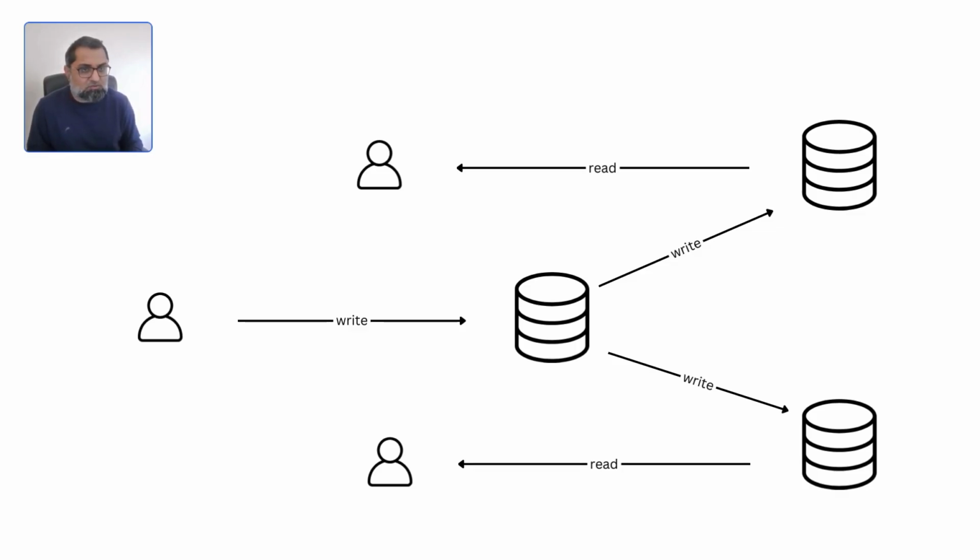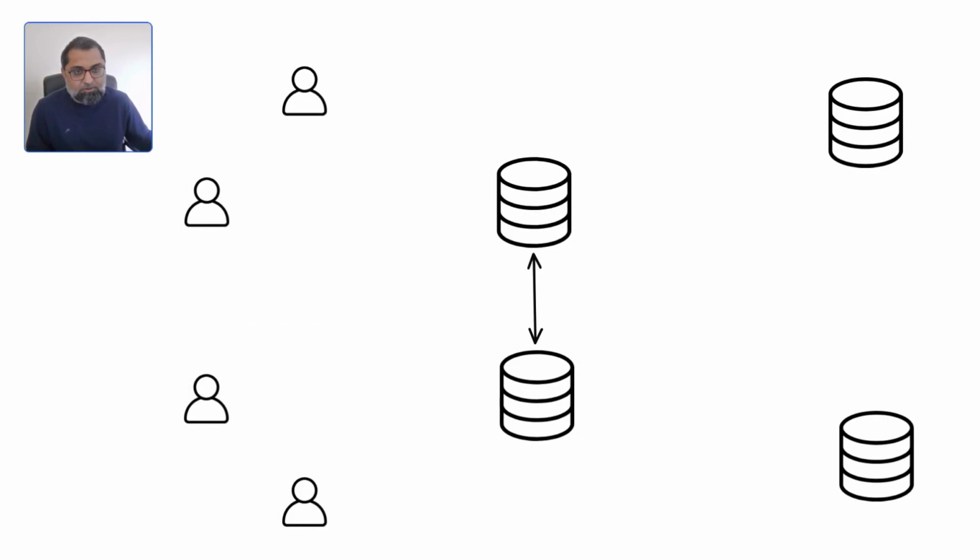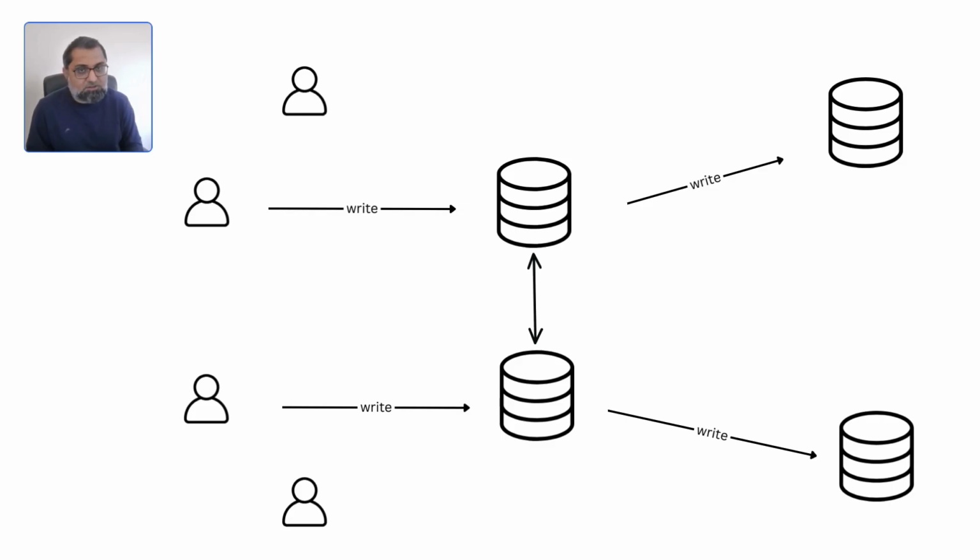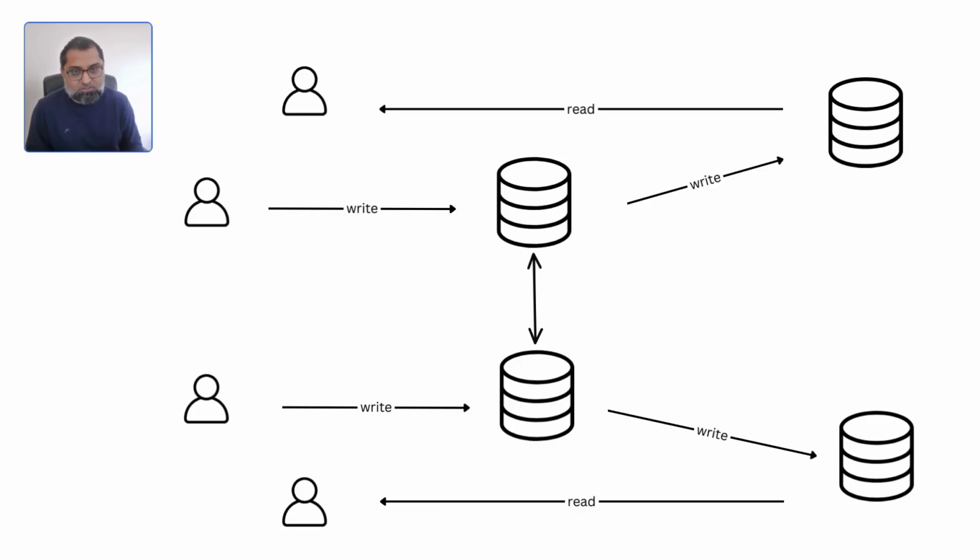This method works well for systems with lots of reads and fewer writes, like websites where users mostly browse content and write content very little. The second architecture is multi-leader replication. In this setup, multiple servers can handle writes and they synchronize with each other. This is great for systems that are spread across different locations because each region can have its own leader, making writes faster for users nearby.